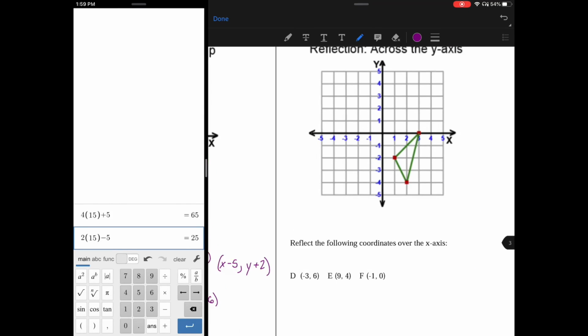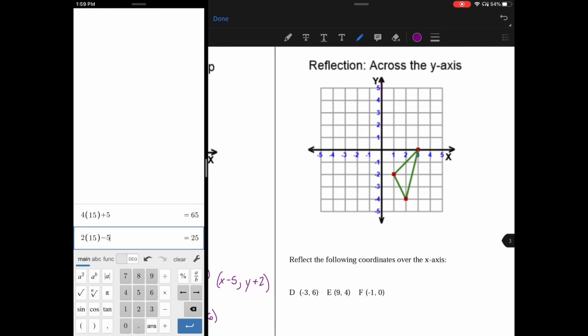Our next one, we are going to reflect across the y-axis, so that's up and down. So we count how far away we are from the y-axis. So this one is 1 away, so we'll go 1 in the opposite direction. This point is 2 away, so we'll go 2 in the opposite direction. And then our last point is 3 away, so we'll go 3 in the opposite direction. And then we're left with a shape that's exactly the same.